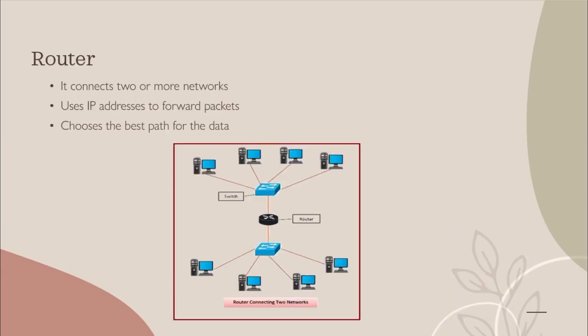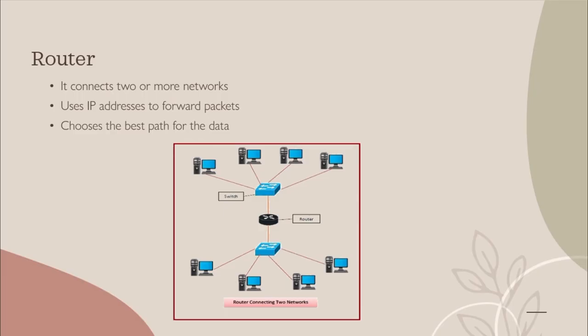And the next one is router. So the router is also a network device that will connect the multiple networks together. Here it will connect the multiple networks and forward the data between them. So the router will choose the best path for the data to travel across the network.